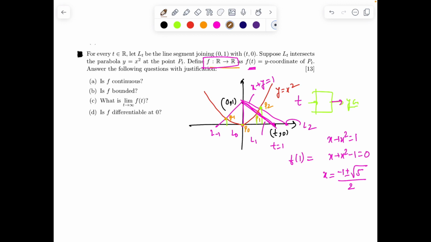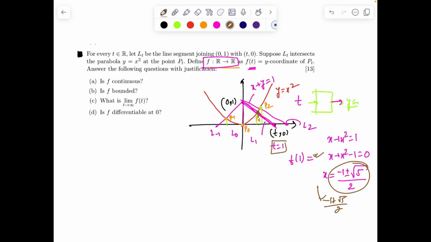So what is the y coordinate of the point? Clearly, for the x coordinate we have 2 points. So corresponding to t equals 1, or the point P_1, we are getting two values. One is (minus 1 minus root 5) by 2, that's discarded. So the other is (minus 1 plus root 5) by 2. अब इसको वापस if we put in y, you will get the y coordinate. So that will be the output for this, right? So the first question is, is f continuous, ये आपसे पूछ रहा है. Second, is f bounded. Third, what is the limit as t tends to infinity of f(t), and is f differentiable at 0.